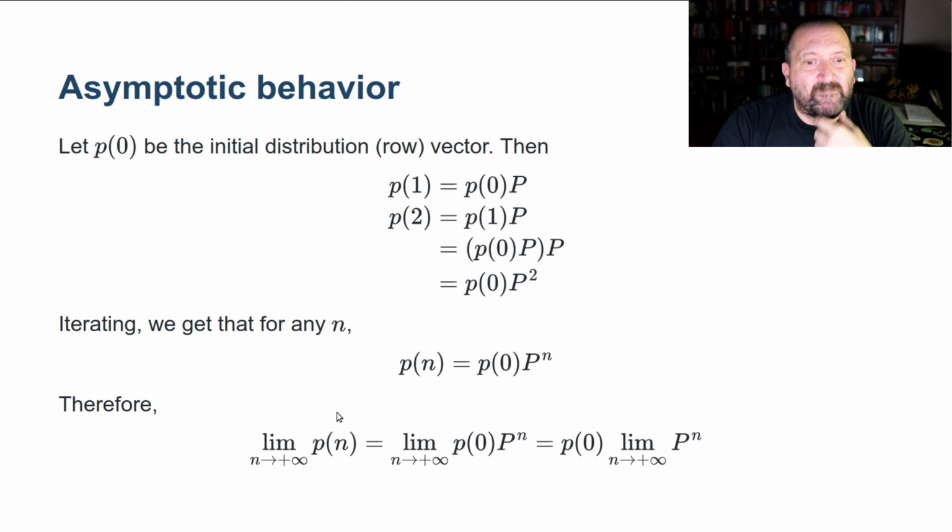Therefore, if I want to know what the long-term behavior of the Markov chain is, I need to compute this limit. And that limit is given by this. P of 0 is a constant, so I can pull it out of the limit. So I get P of 0 times the limit as n goes to infinity of P to the n. But I'm not saying yet that this limit exists. The limit of P of n is equal to this if this limit exists.